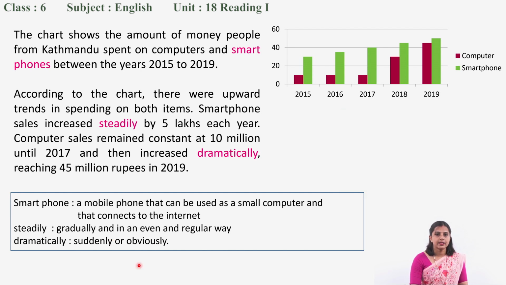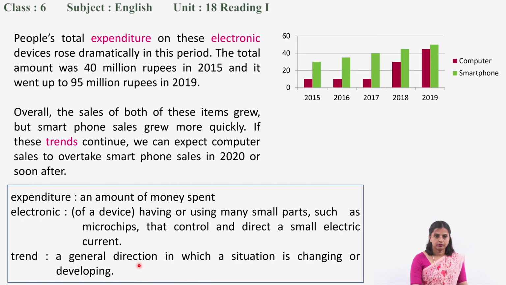So, next is: people's total expenditure on these electronic devices rose dramatically in this period. It rose dramatically. Both are electronic devices, you see. Expenditure means an amount of money that is spent. How much is spent? That is called expenditure. And electronic means having or using many small parts such as microchips that control and direct a small electric current. Simply you should understand, electronic means that it runs on electricity.